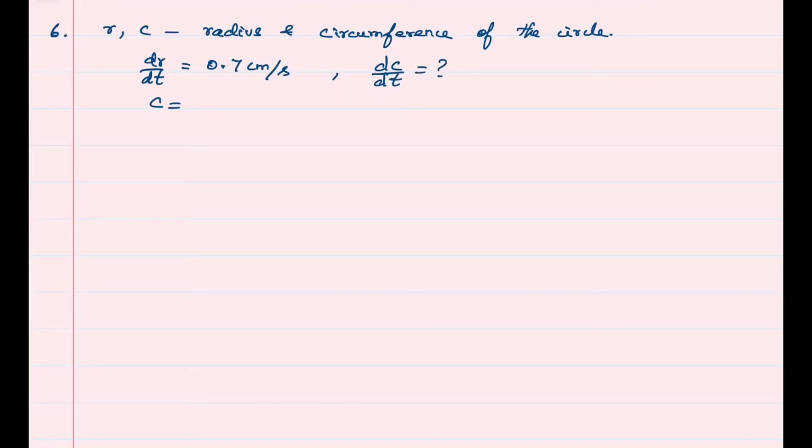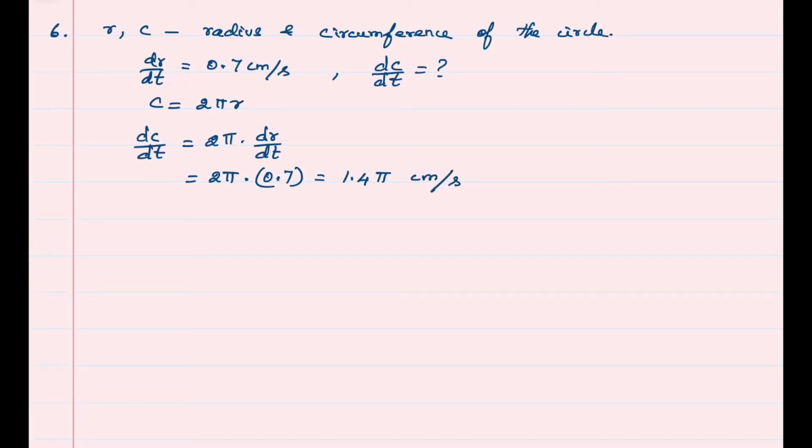The circumference of a circle formula is 2 pi r. Let us differentiate both sides with respect to time t. dc over dt is 2 pi into dr by dt. We will substitute the value of dr by dt, which is 0.7. The answer is 1.4 pi. Circumference unit is centimeters and time unit is seconds. Therefore, the rate of increase of its circumference is 1.4 pi centimeter per second.